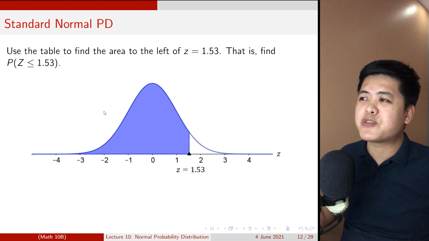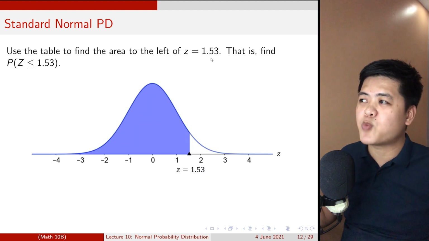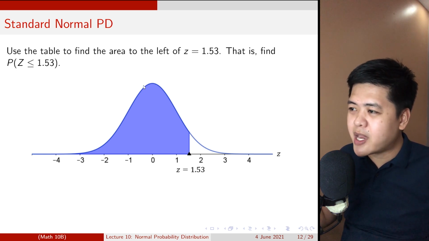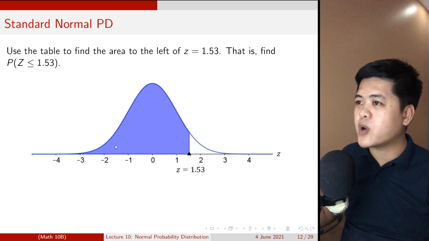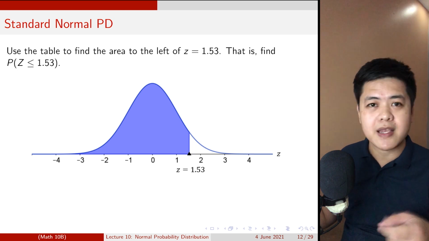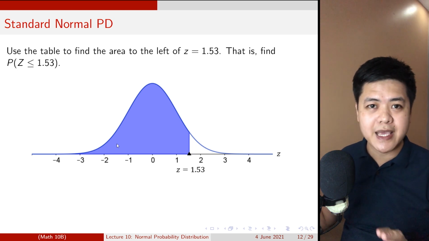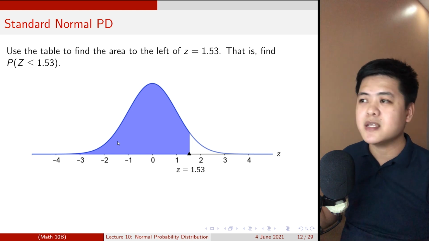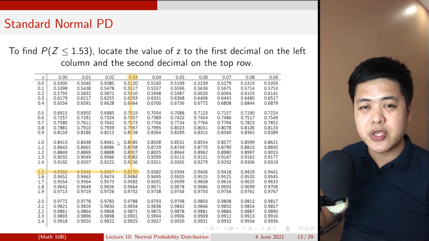Use the table to find the area to the left of z equals 1.53. So ito, 1.53 is between 1 and 2. Ano daw yung area nito? Well, actually, the area of this one can be found directly on the table. Kasi nga, yung table, ang binibigay niya sa atin, will be the area to the left of a positive z value.